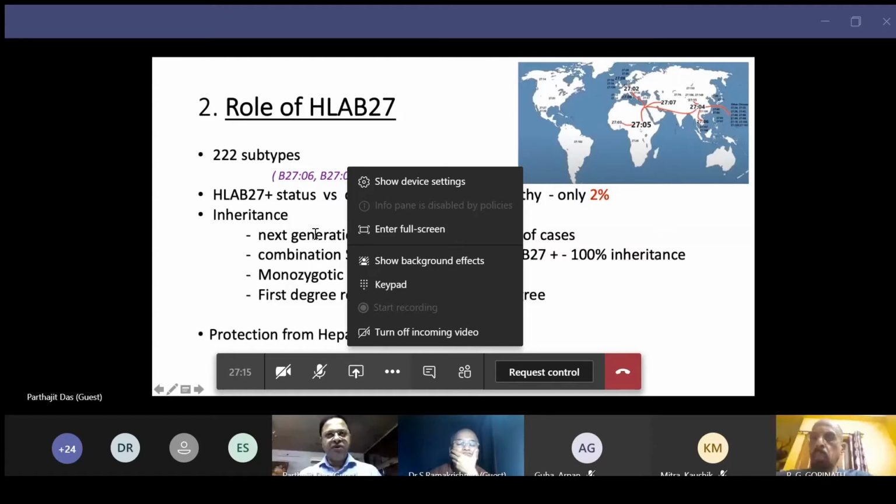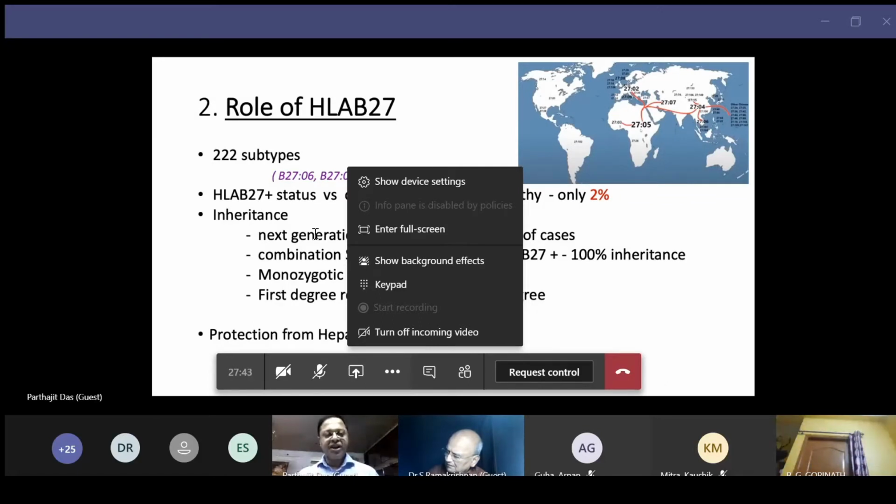So if you ask whether having HLA-B27 means you're going to develop spondyloarthropathy, it is around 2% of patients who have HLA positive status who will probably develop AS later. And if you have AS, around 10% of the next generation will be affected. But this is just a general rule. If you have the SEC16A gene, the inheritance is almost 100%.